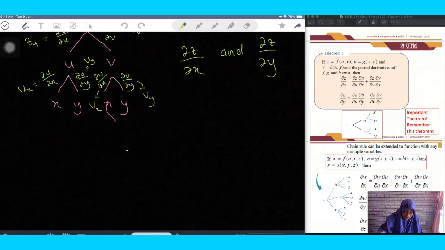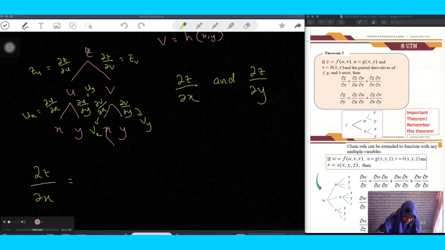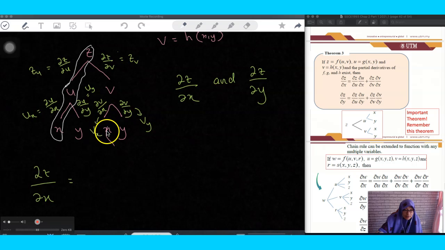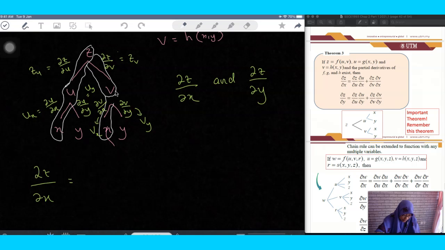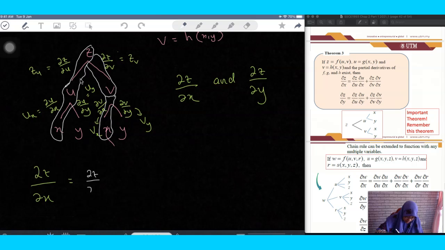So how can we have del z del x? First we construct del z del x. Look at this one. You want to get to x, so from z you have to pass through u, and then after that x. That is your path. And you have another path to go to x, using v: from z you go to v, and then from v you go to x. So you must have two terms, depending on these two paths. The first term is this path: from z to u, you have del z del u, and from u to x, you have del u del x. That is your first term.